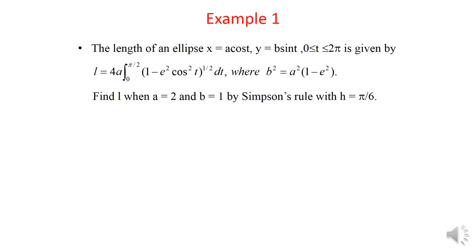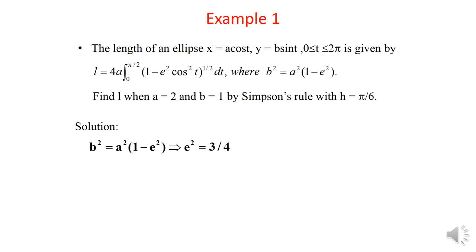Now let's see one example. The length of an ellipse x is equal to a cos t, y is equal to b sin t, where t lies between 0 and 2 pi, is given by L is equal to 4a integral 0 to pi/2 of (1 minus e square cos square t) to the power half dt, where b square is equal to a square (1 minus e square). Find L when a is equal to 2 and b is equal to 1 by Simpson's rule with h equal to pi/6.